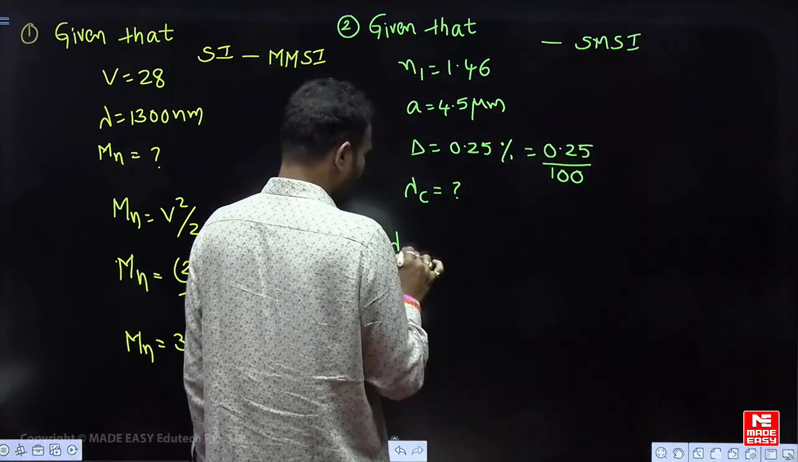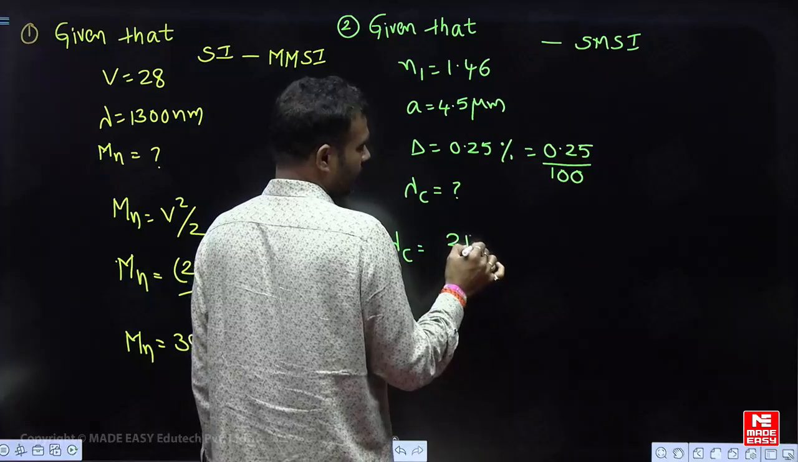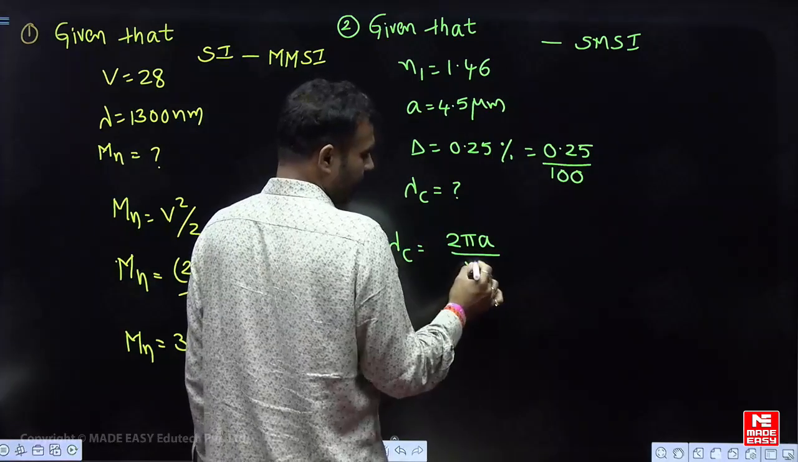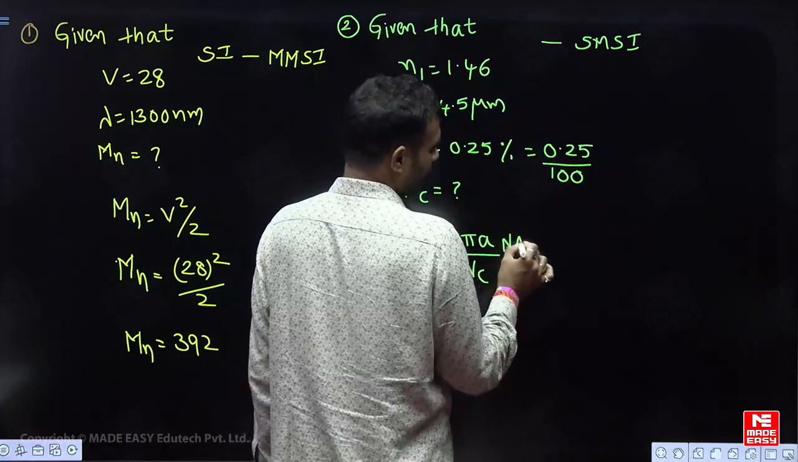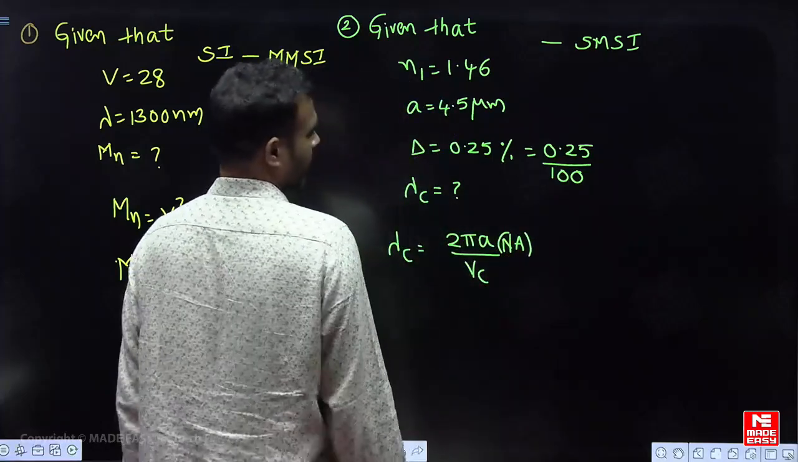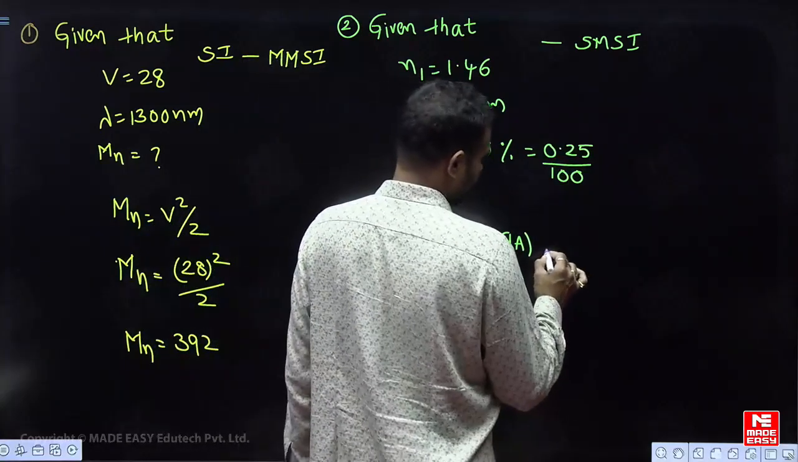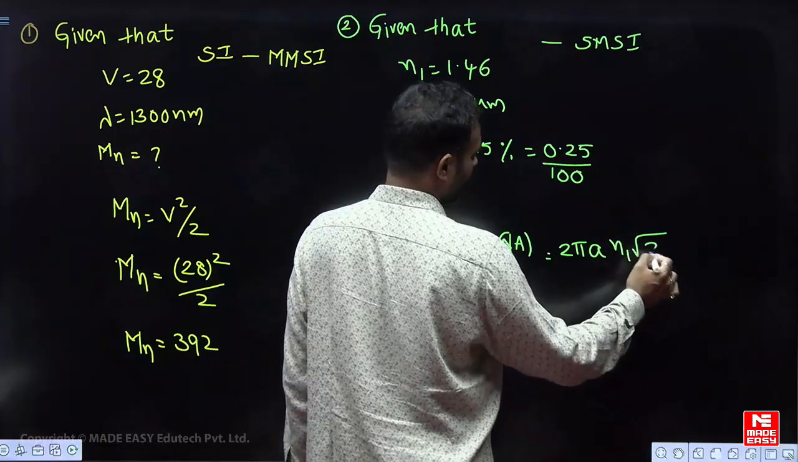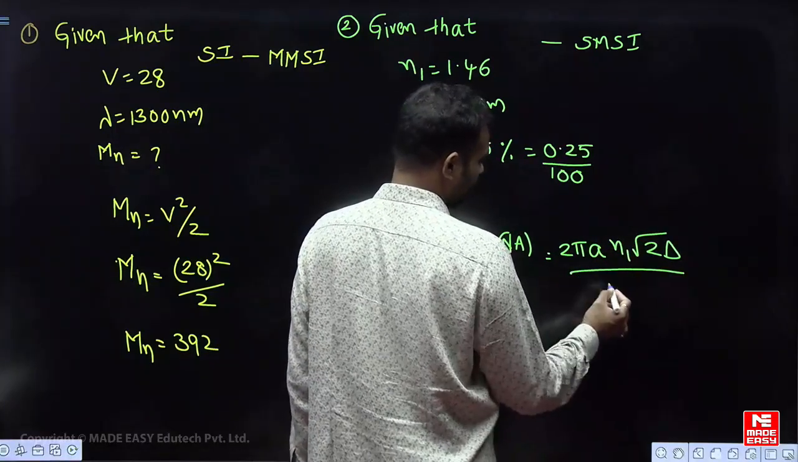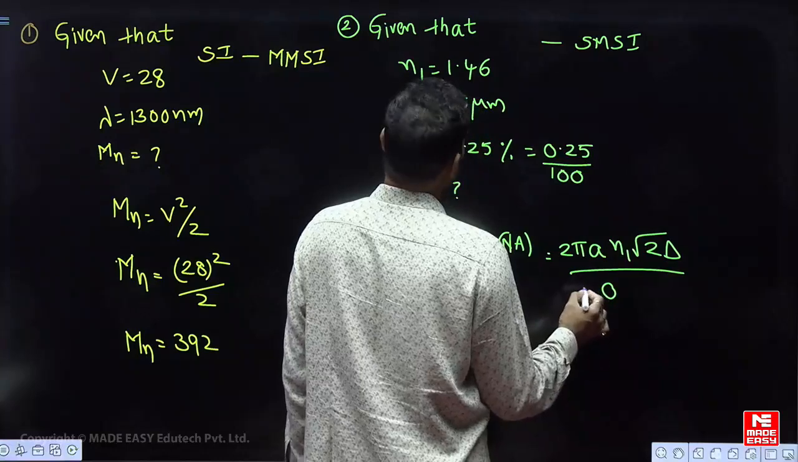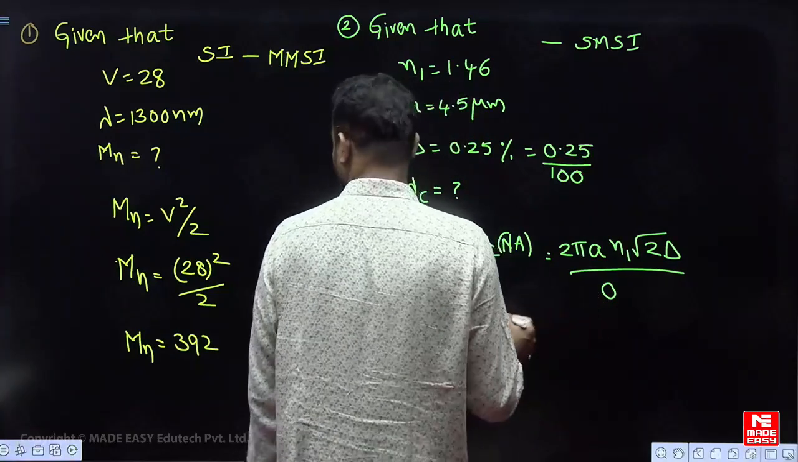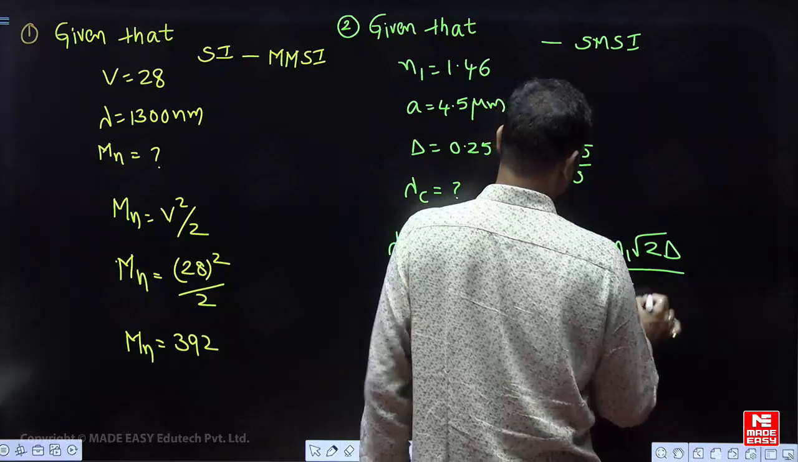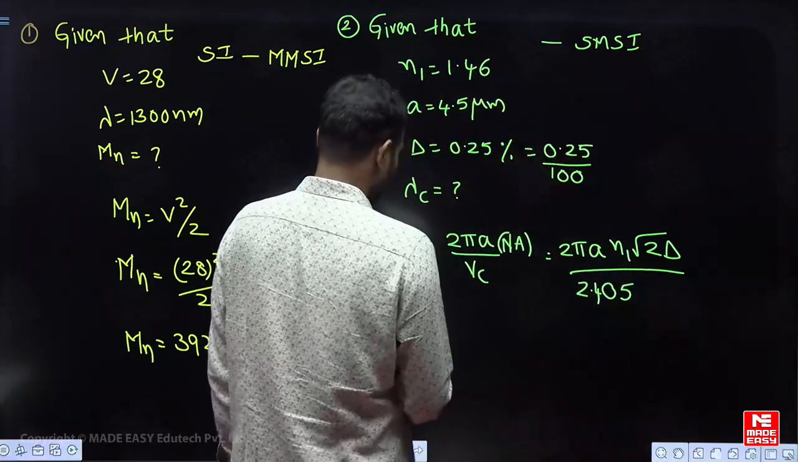We study in the classroom lambda c is equal to 2 pi A by Vc into numerical aperture NA. This formula changes like this: lambda c is equal to 2 pi A into N1 into root of 2 delta, whole divided by Vc, where Vc is 2.405.